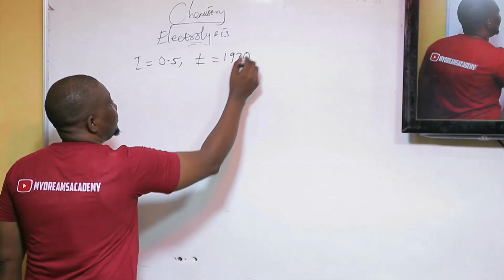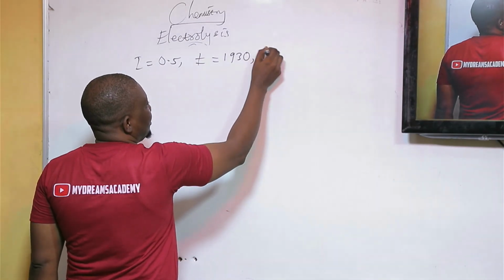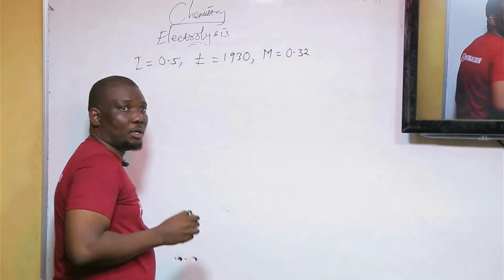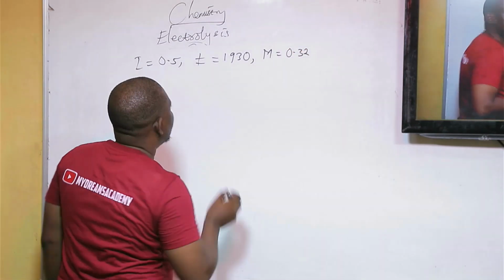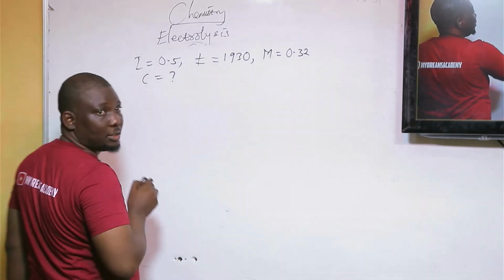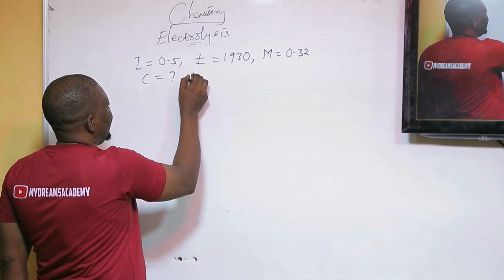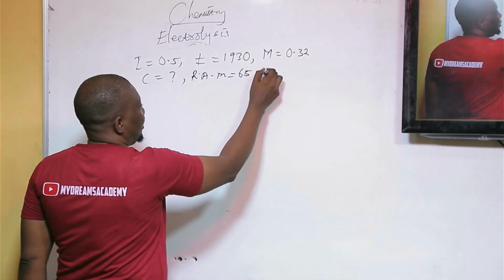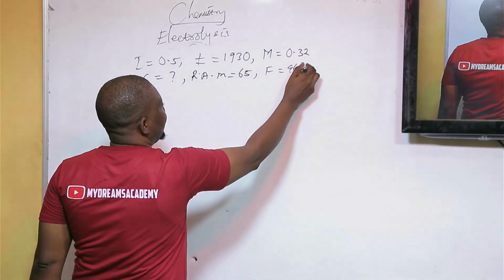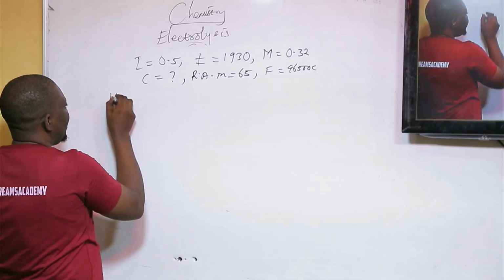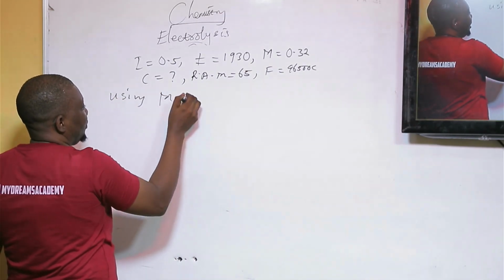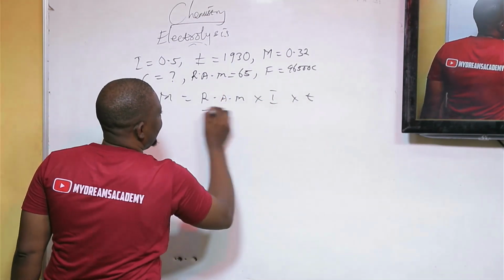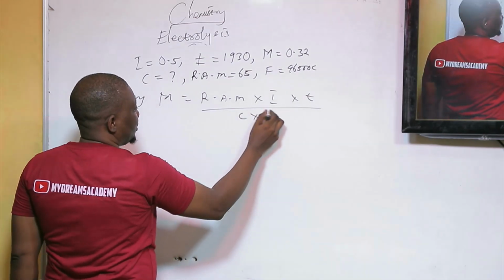And it deposits, so the mass it deposits is given as 0.32 gram of the metal. Calculate the charge. So the charge is not given. Another thing given is RAM, which is 65, and then Faraday, which is 96,500 coulombs. Let's use our formula here: M is relative atomic mass times I times time upon Z times F.